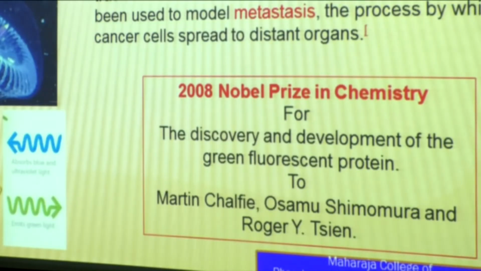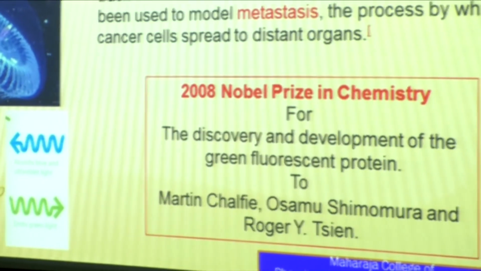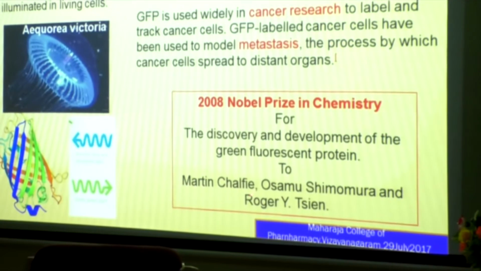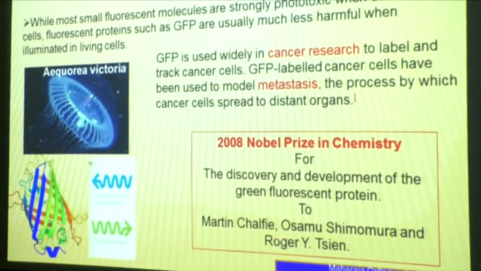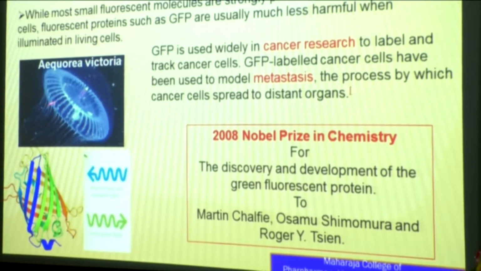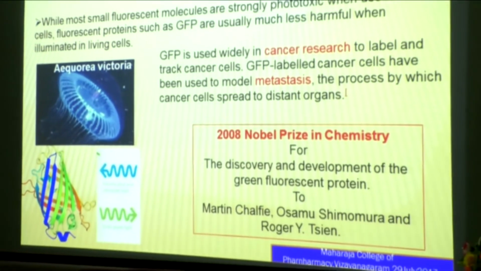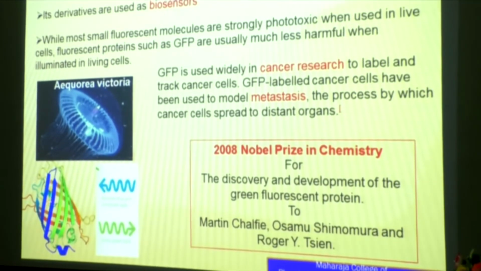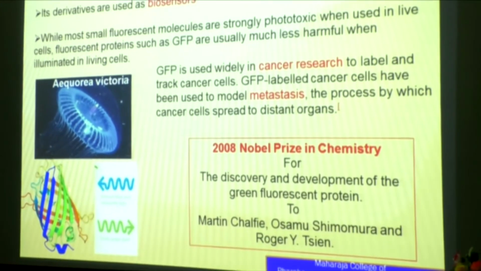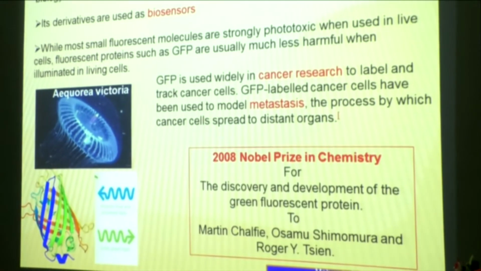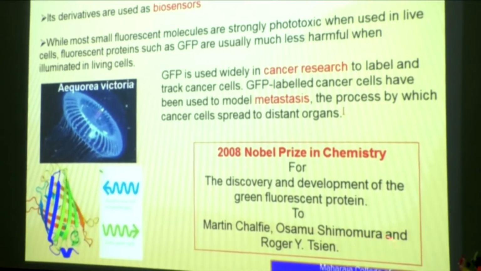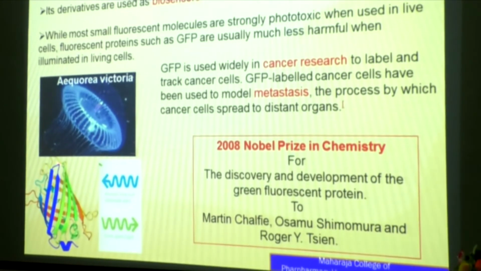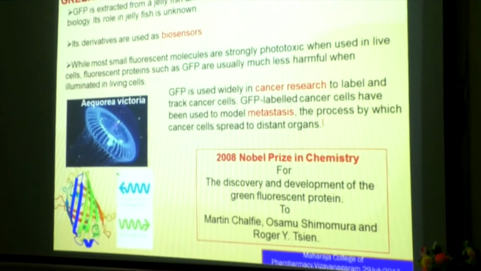Next slide. This is the green fluorescent protein for which these people got the Nobel Prize. It looks like a jellyfish. It is purely of academic interest. And the structure of this looks like this. For that they got the Nobel Prize. They unraveled the structure of this protein, green fluorescent protein. These three people worked together, I mean, not together, separately, in different countries, but the contribution is towards this.